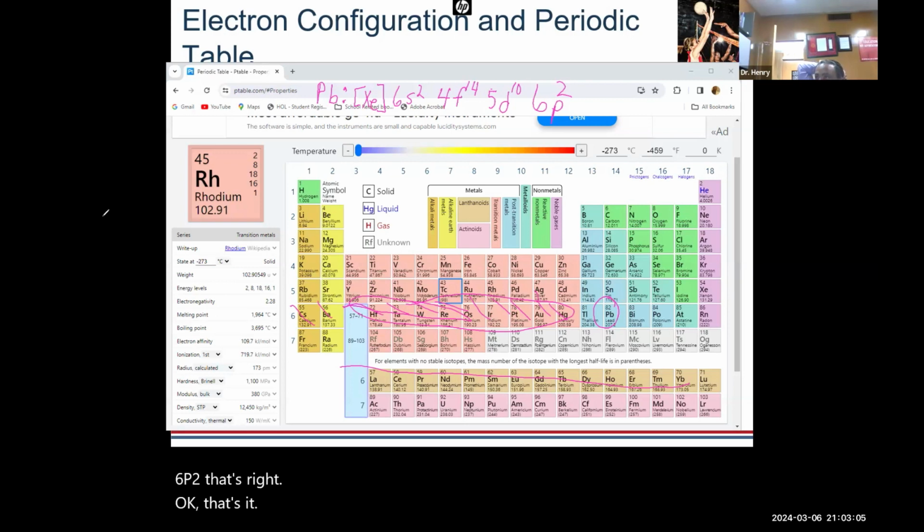Let me move that 2 over so it doesn't look so randomly placed. Okay, that's basically how you do it. Any questions? Okay, I will keep moving then.